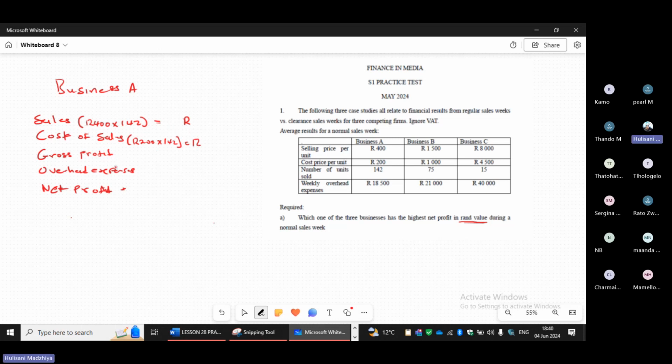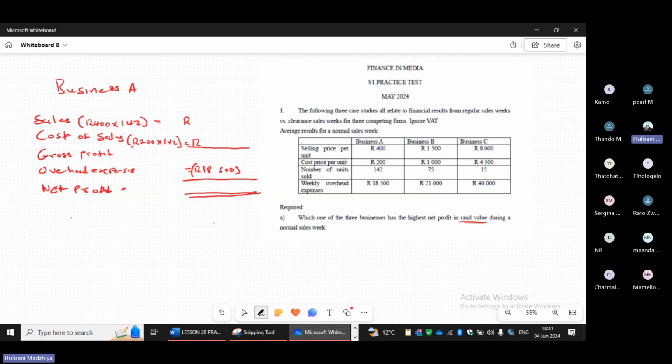And then after that, we can calculate our gross profit. And then for overhead expense, this equals, I'll put this one in brackets, 18,500. So here we've got the following information that is already provided for business number A.